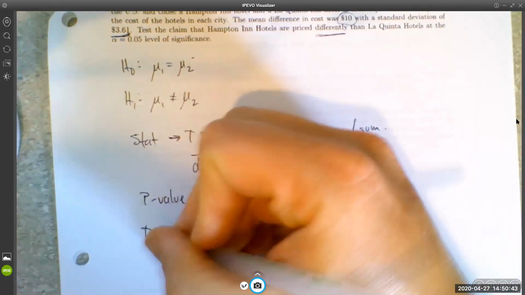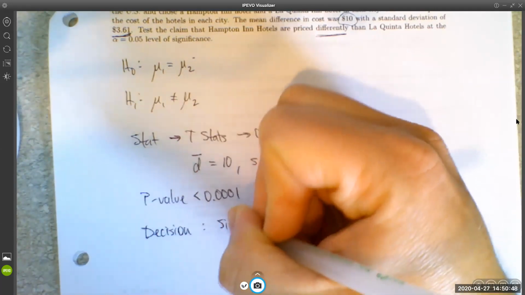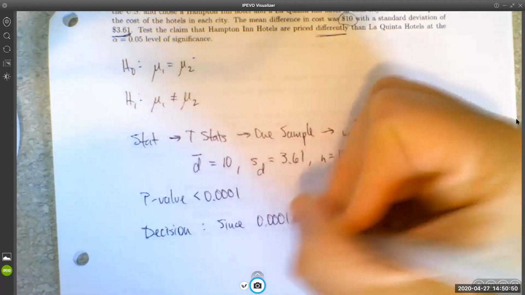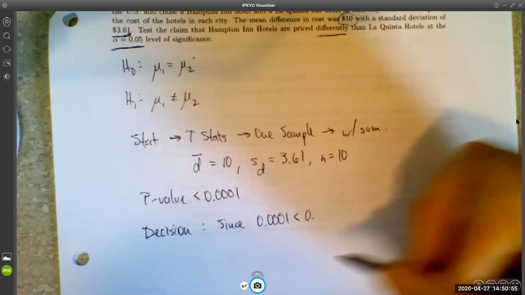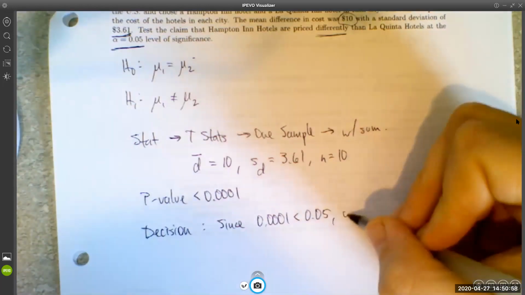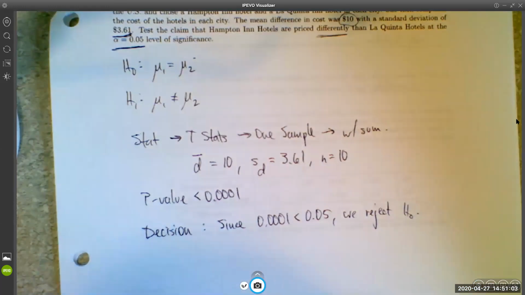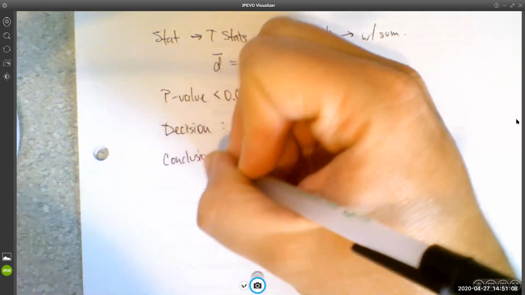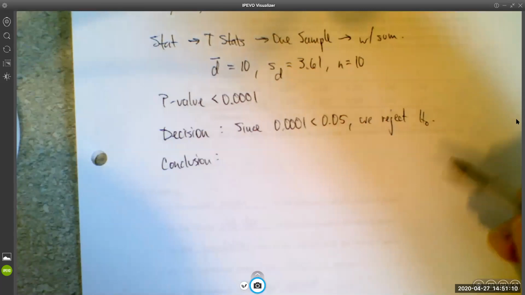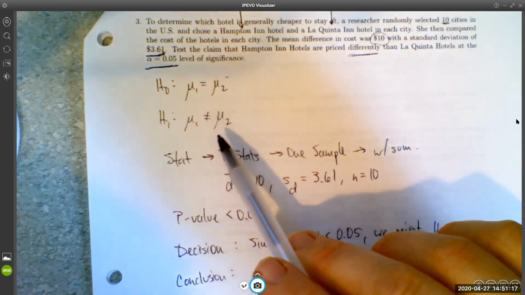So since 0.0001 is less than 0.05, we reject. We reject the null. What does that mean for the alternative? Well, if we're rejecting the null, that means there's evidence to support the alternative. So there's evidence to support the claim that the two hotel chains are priced differently.